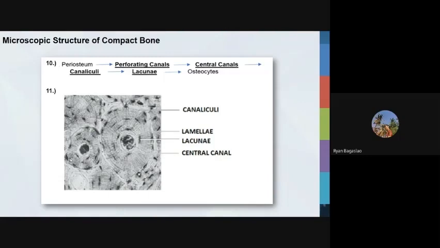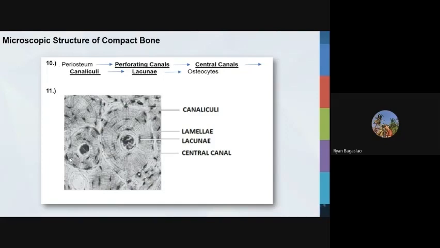Then, after the periosteum, it travels through the perforating canals, which are the empty spaces that allow blood vessels to travel across the bone, linking it to the central canals. Next is the central canals. In here, nutrients then leave the blood vessels of the central canals and diffuse to the osteocytes through canaliculi.